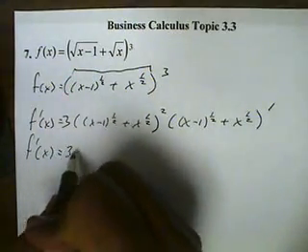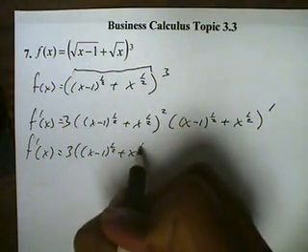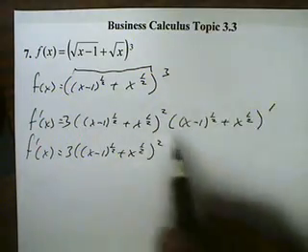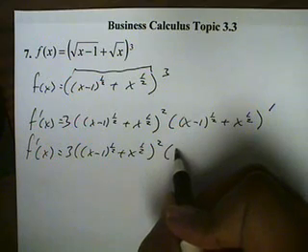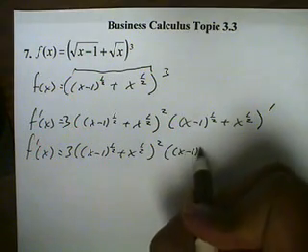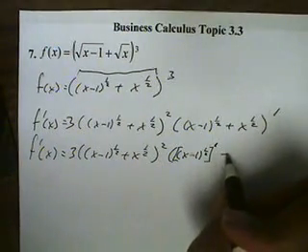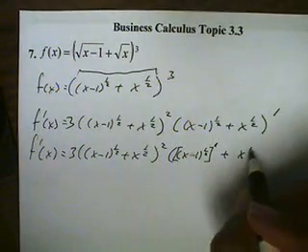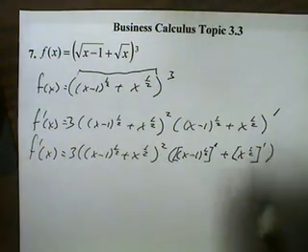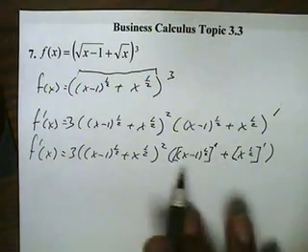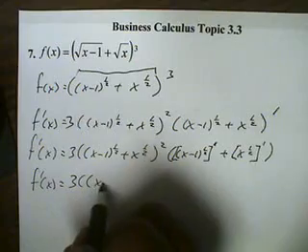So from here, 3 times the quantity x minus 1 to the 1/2 plus x to the 1/2, all squared. Now starting the process of the derivative here. The derivative of this will be x minus 1 to the 1/2, and I need to take a derivative of that individually, plus the x to the 1/2. I need to take a derivative of that individually. On the inside, derivative of this, derivative of this. Let's rewrite all this.